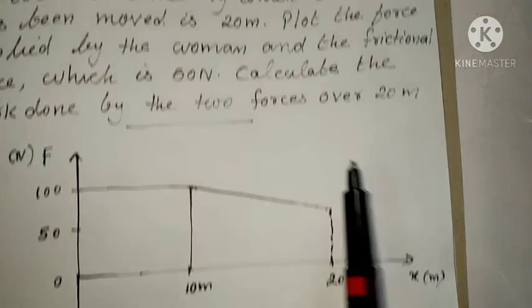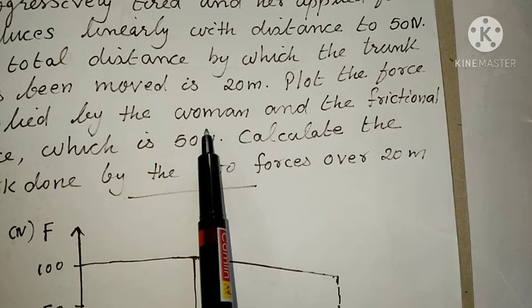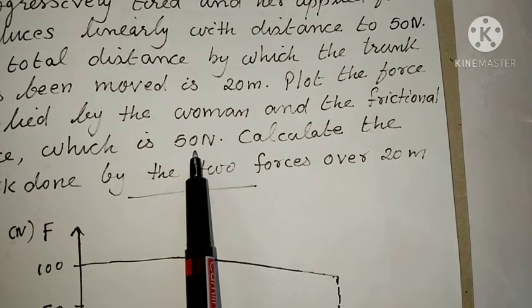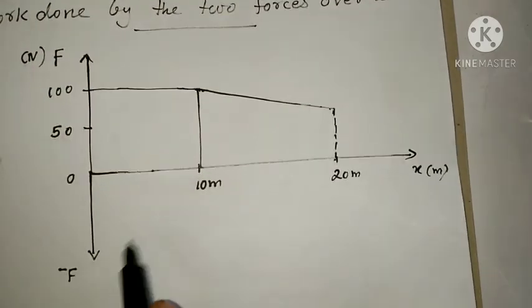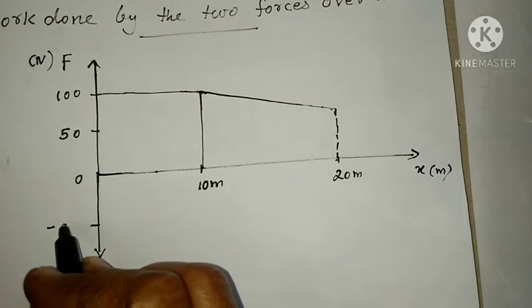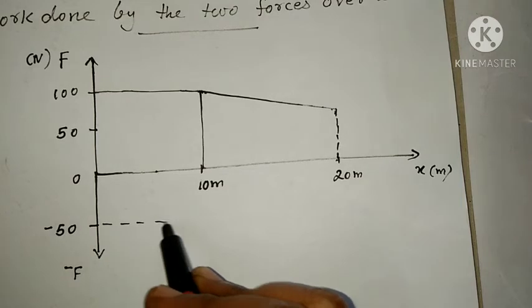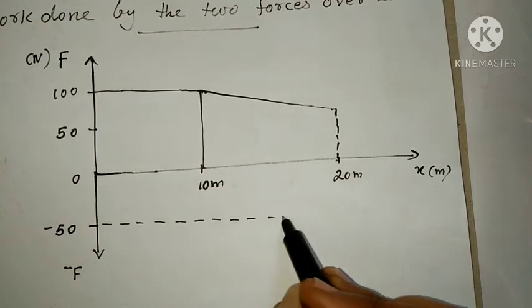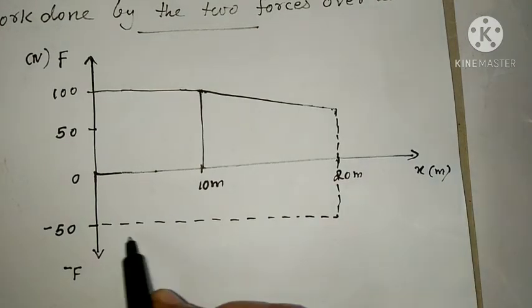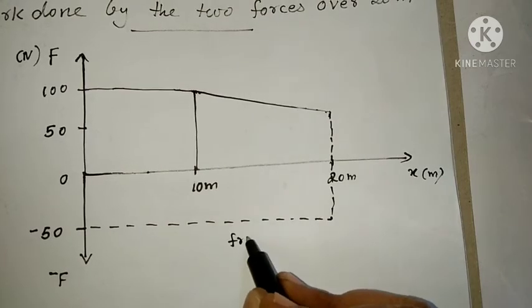Then the second one, the frictional force. Plot the force applied by the woman and the frictional force, which is 50 Newton. The frictional force also you want to note here, so we can note it as minus 50. This is the frictional force. The frictional force acts from the starting point to the 20 meter.